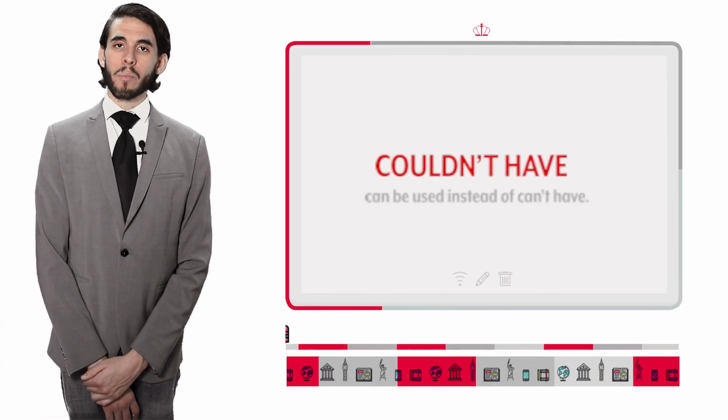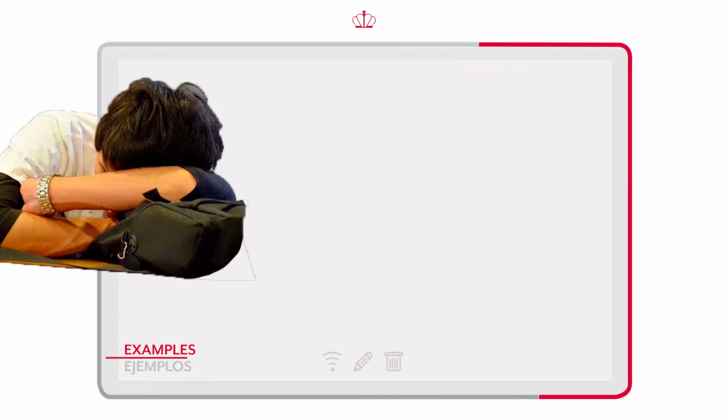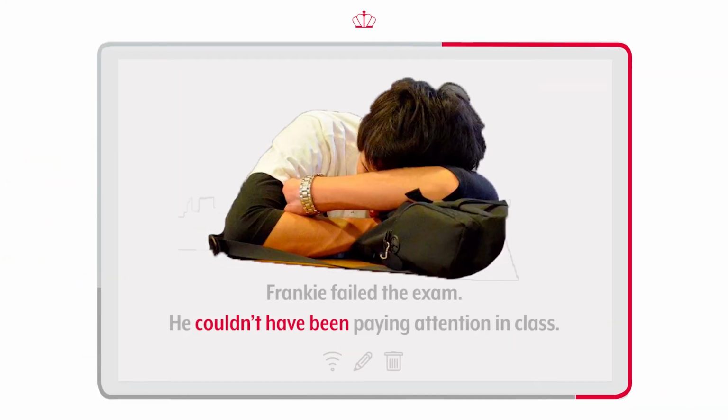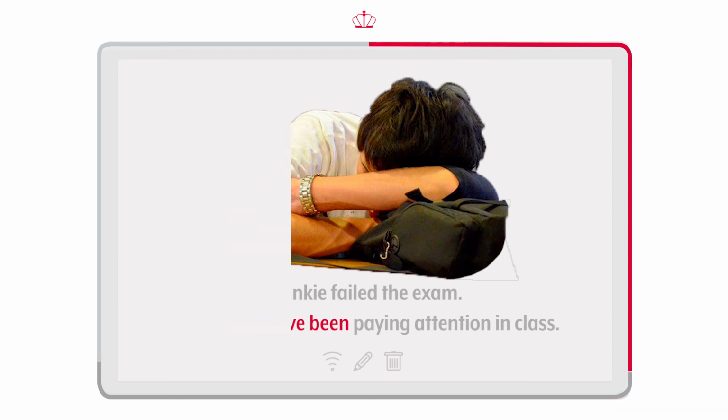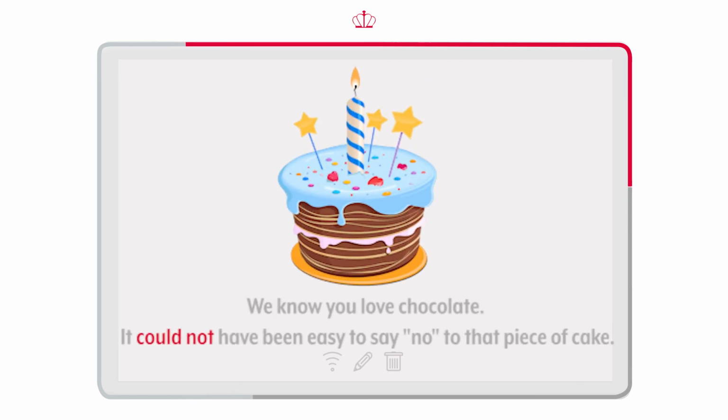Couldn't have can be used instead of can't have. Examples: Frankie failed the exam. He couldn't have been paying attention in class. They had a lot of work to do and little time. They couldn't have finished everything. We know you love chocolate. It could not have been easy to say no to that piece of cake.